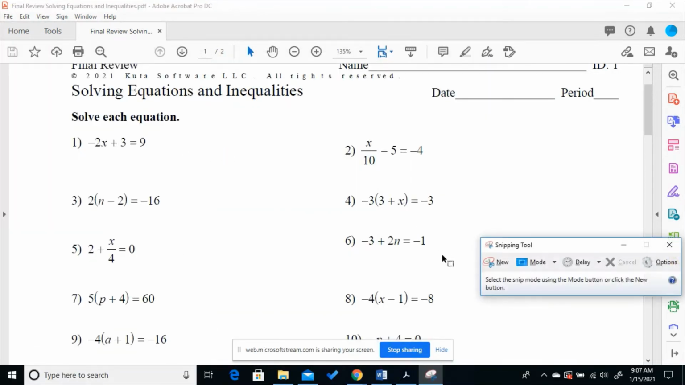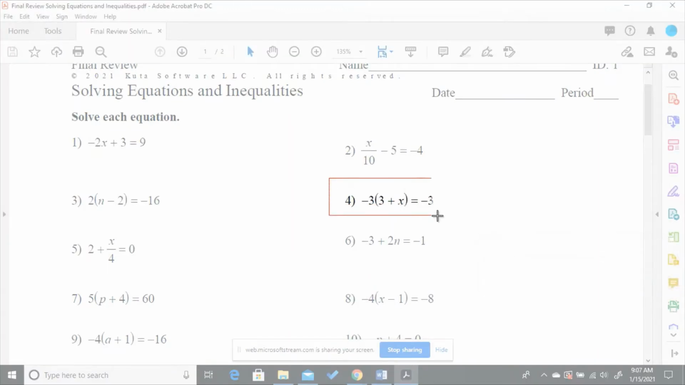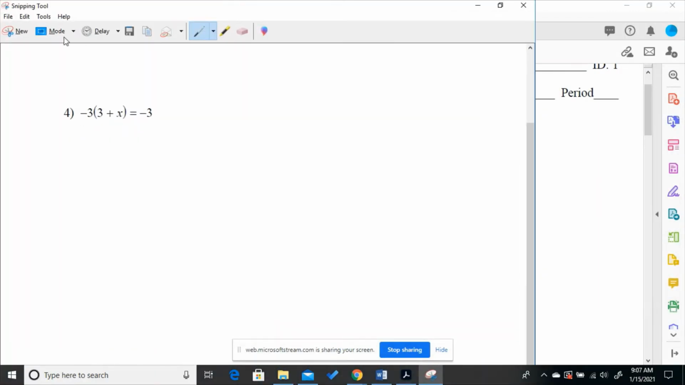Let me grab my snipping tool here. All right, so number 4 is negative 3 times the quantity of 3 plus x equals negative 3. So we have lots of 3's going on there. First thing you need to do is something called the distributive property. We've used that before. You're going to take this negative 3 and distribute it to the 3 and the x. So negative 3 times 3 would be negative 9, and negative 3 times x would be negative 3x. And that is all equal to negative 3.